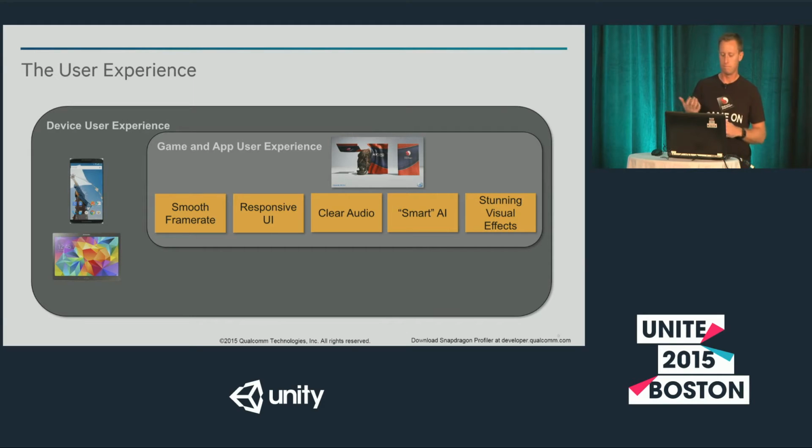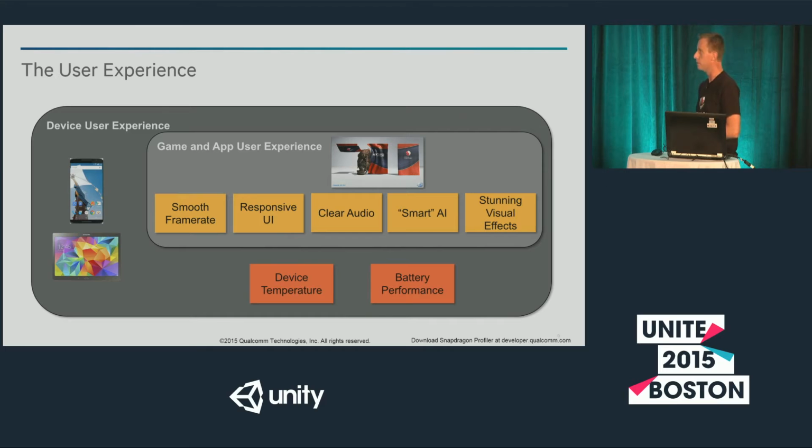When somebody's playing your game, they're also holding that device. And the factors that might affect the device user experience are going to be the device temperature and the battery performance. Nobody wants to play a game and lose 50% of their battery over a 10-minute period. Nobody wants to get a 150-degree device in their hand. But the things that you do to affect the game and app user experience can actually affect those things as well. And they're pretty correlated. So if you affect the temperature, you're probably affecting the battery performance and vice versa.